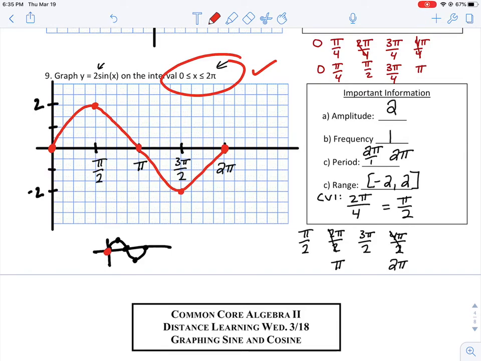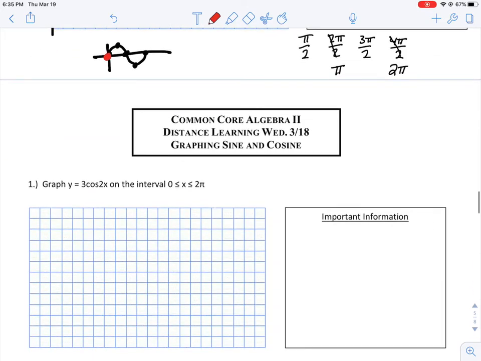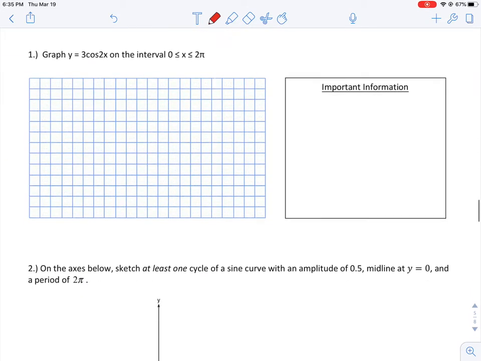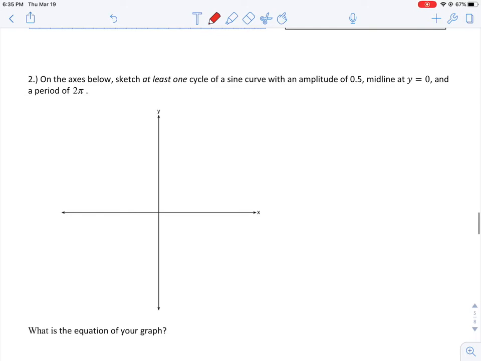All right, I do want to go over some homeworks, some questions from the next one as well. You guys asked me for question number 2, so let's look at 2. Sketch at least one cycle of a sine curve. So in your head, you should be thinking of what one cycle looks like. Amplitude of a half, meaning it's going to go up a half, and it's going to go down a half from wherever my midline is, which is at 0. And a period, which is a length of one cycle, at 2 pi.